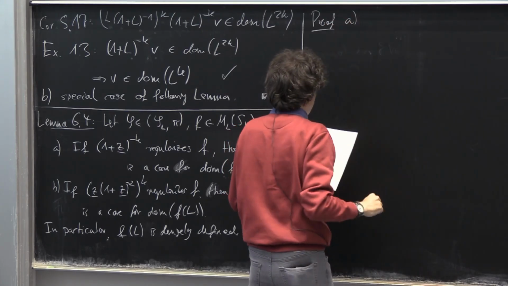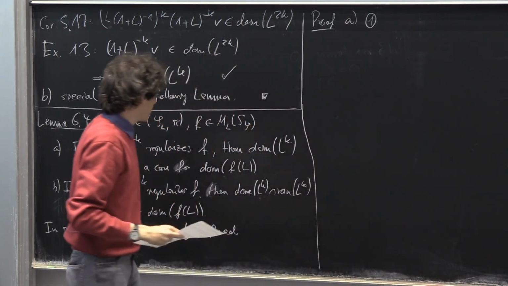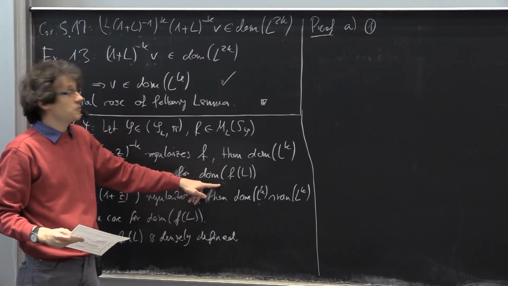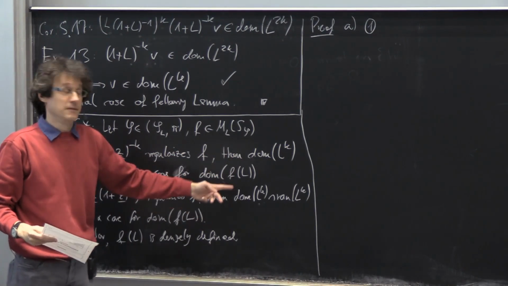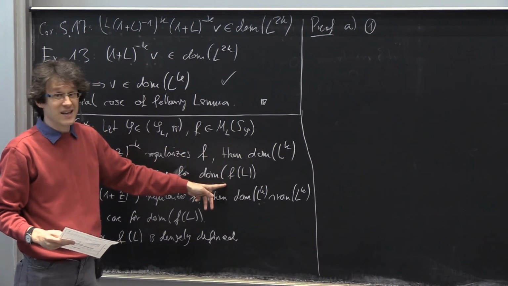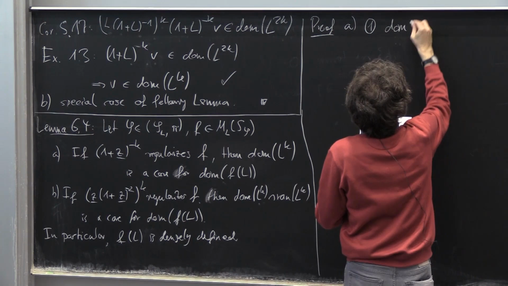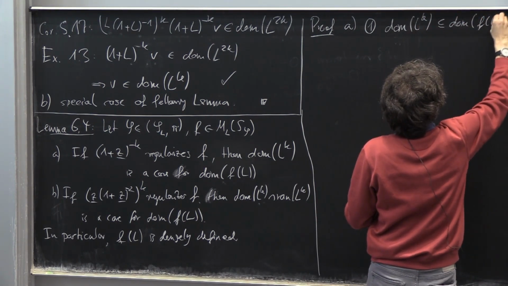So we'll do the proof of A, and this has two parts. Before talking about this domain of L to the k being dense in this one with respect to the graph norm, we first have to check that it's a subset. So the first thing to do will be that this domain is contained in this one. So this is part one. Domain of L to the k contained in domain of f of L.